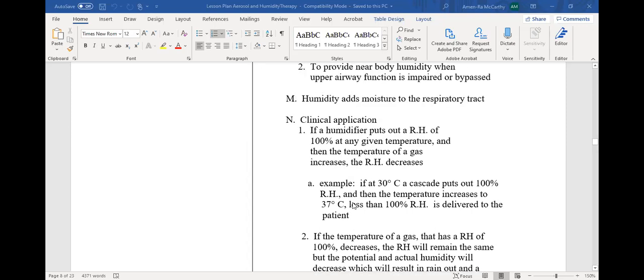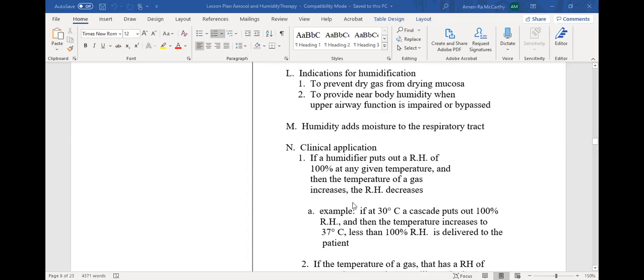All right. Now, indications for humidification. What are the reasons why we give humidification? Number one, to prevent dry gas from drying the mucosa. So, to moisten dry gas, that's the first one, right? To moisten dry gas. And to provide near body temperature, near body humidity when the upper airway function is impaired or bypassed.